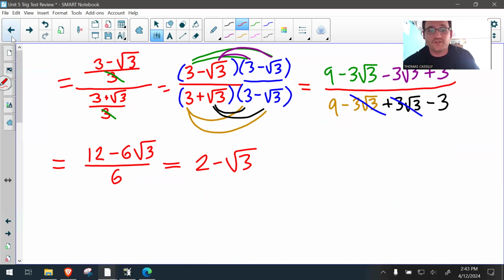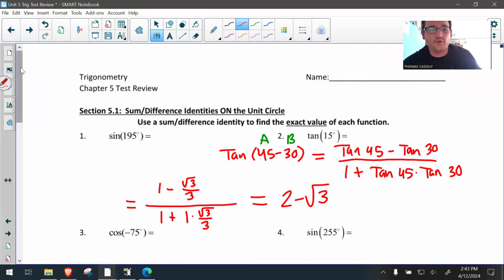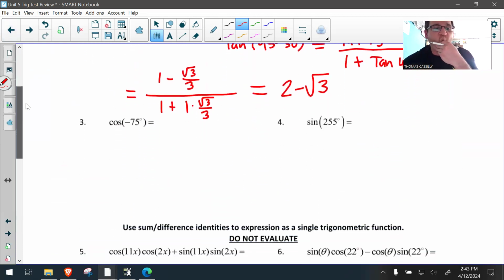All right, so that was the tangent. The tangents are always kind of the worst case scenario ones. We'll do 3 and 4, and then we'll end the video here because this one's getting kind of long. So cosine of -75. What is a -75-degree angle? Let's kind of think about those coterminal things.